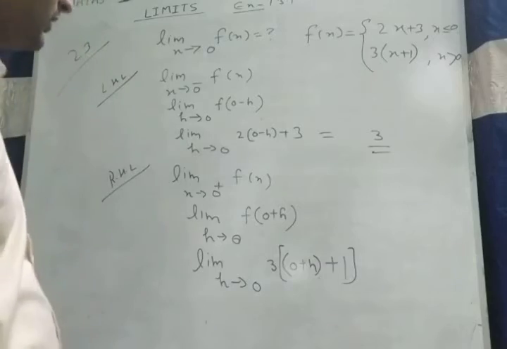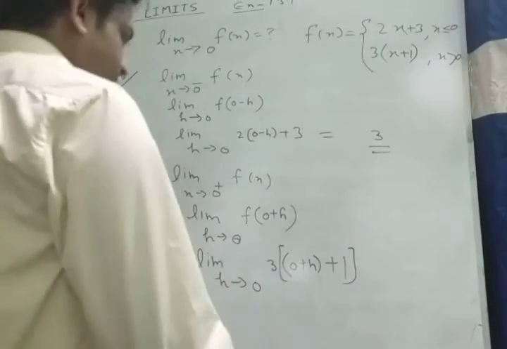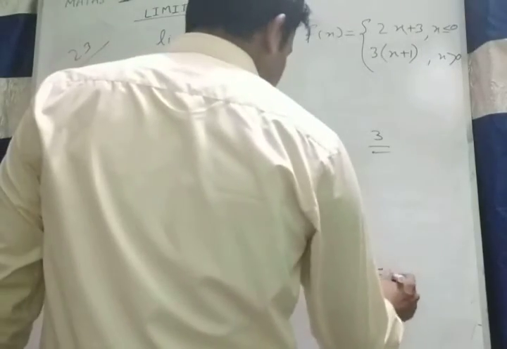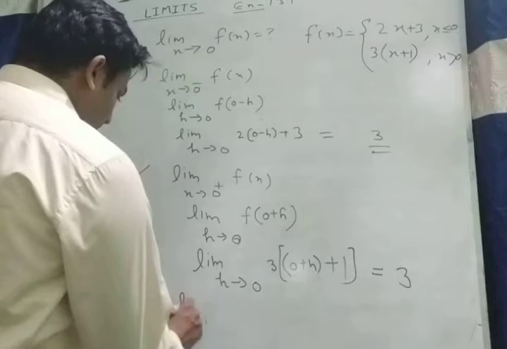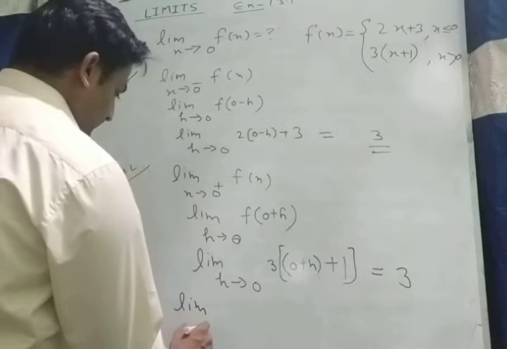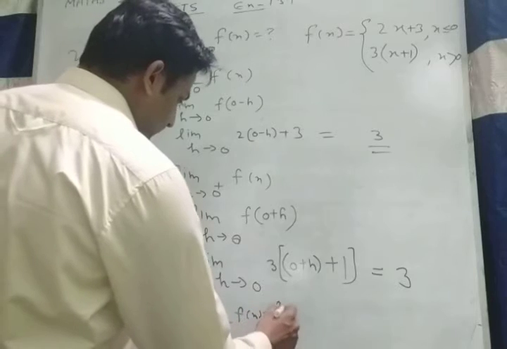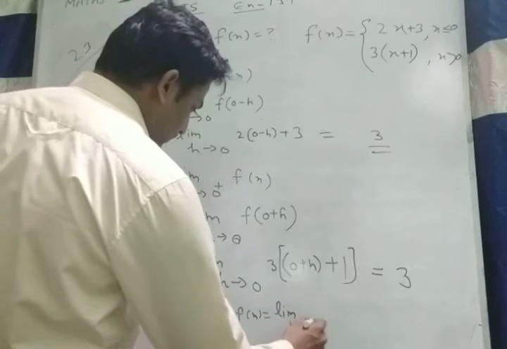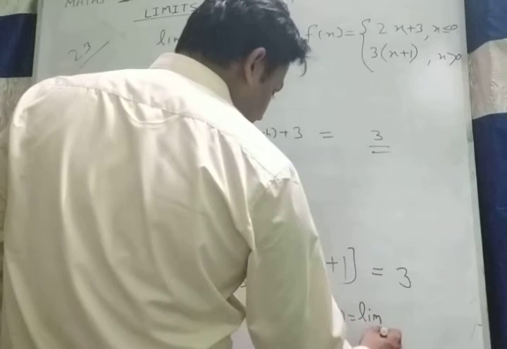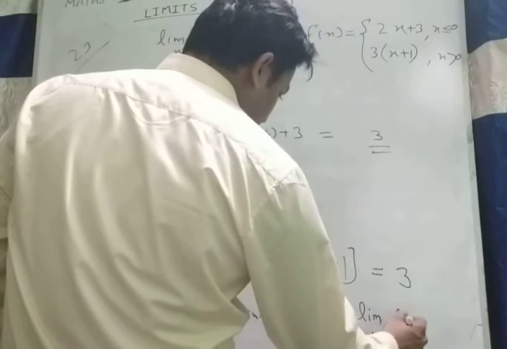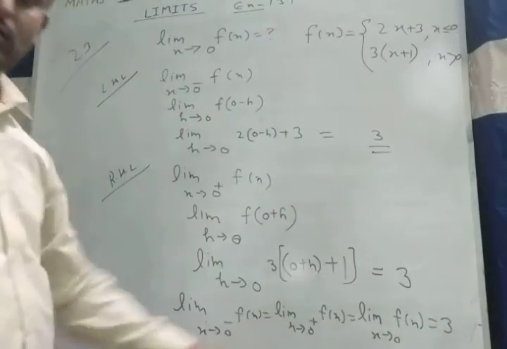Okay, so the value h is 0, so we are getting again 3. So limit x tend to 0 minus f(x) equals limit x tend to 0 plus f(x) is equal to limit x tend to 0 f(x), which is 3.